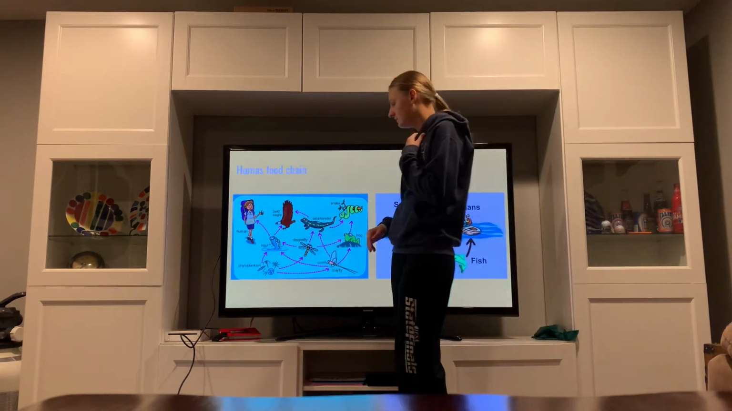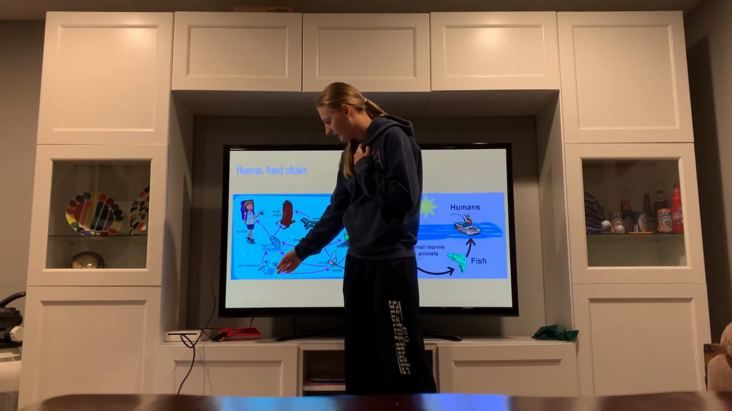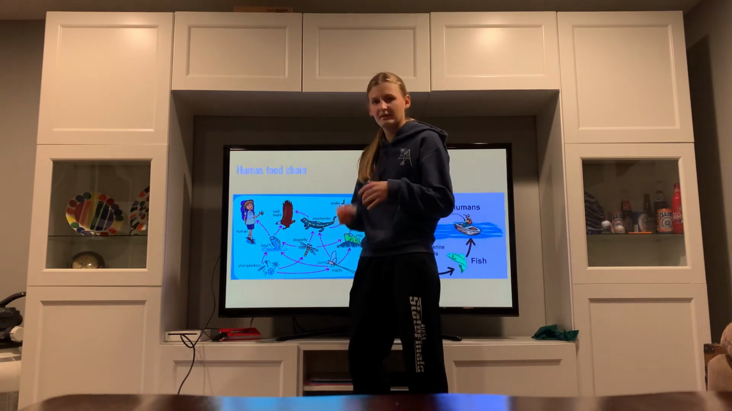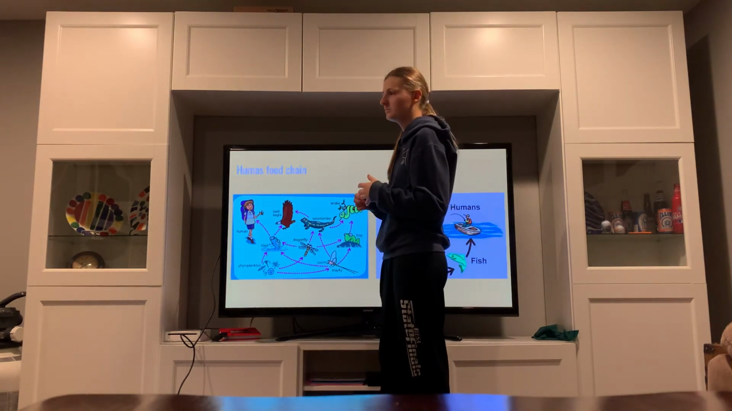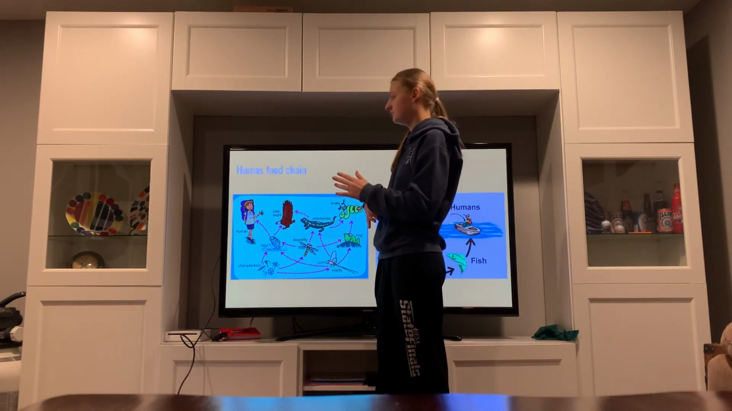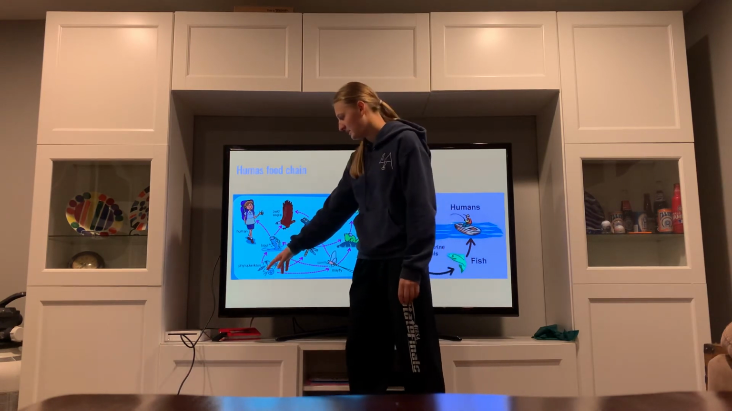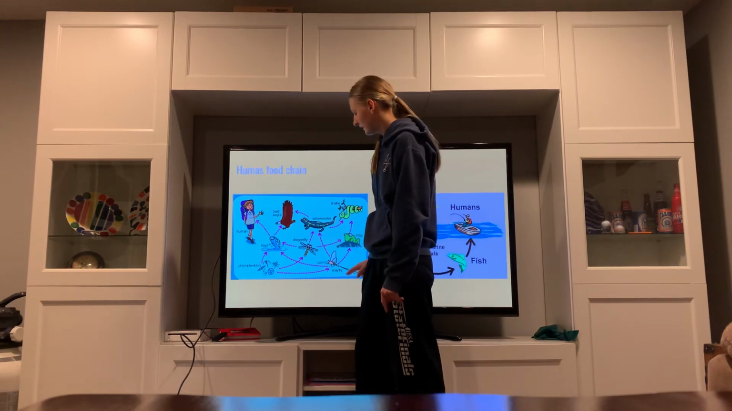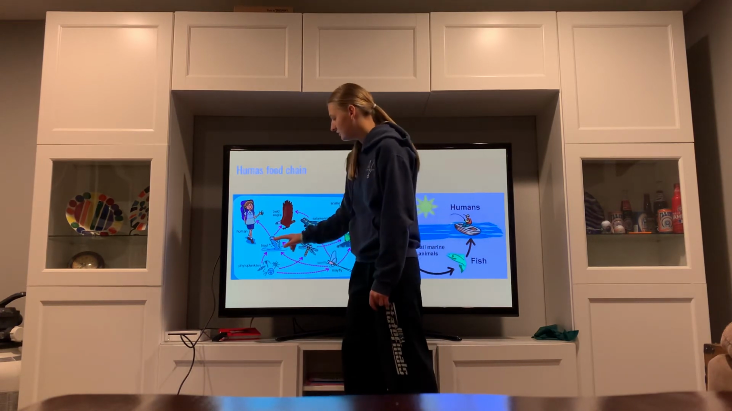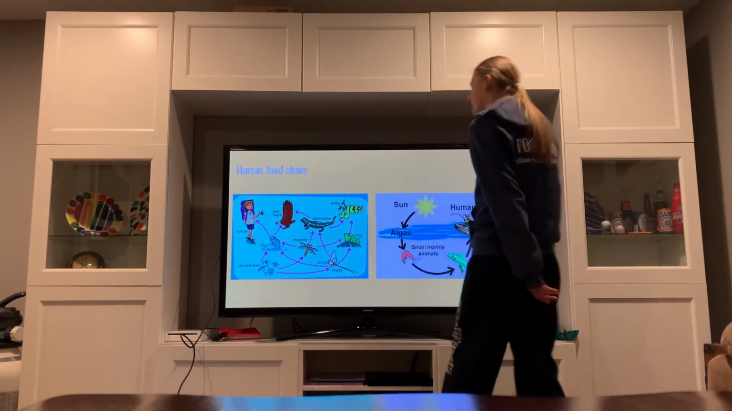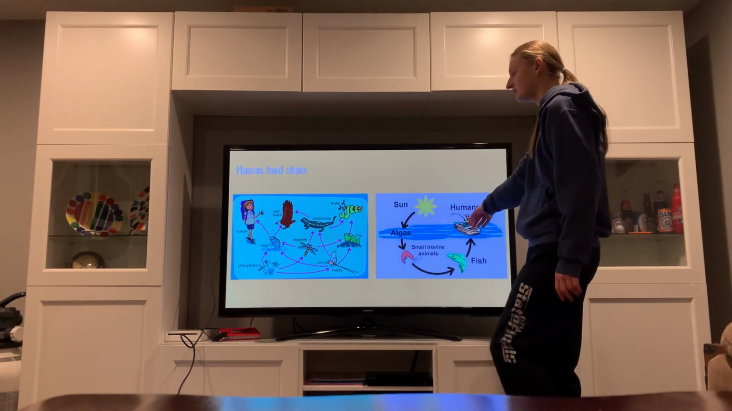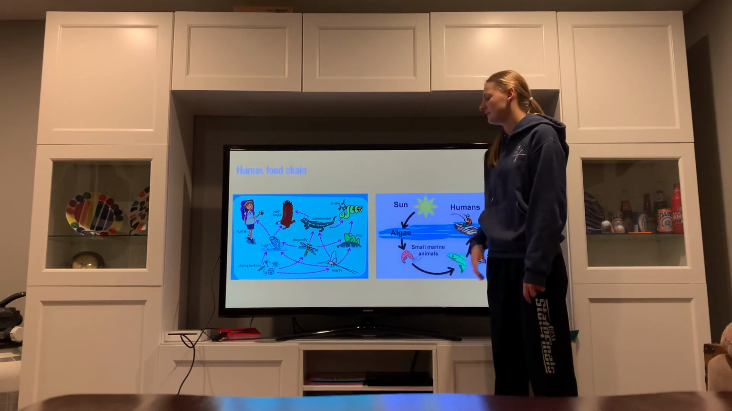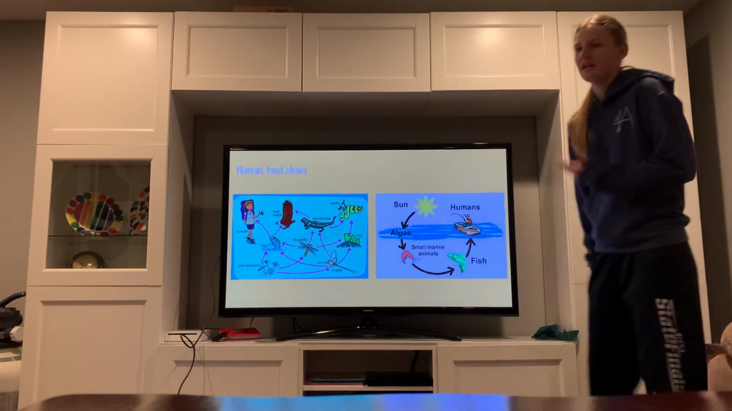So here you can see the starters are from the sea, which are the plankton or the algae, and can be eaten by trout, which then the human eats the trout. Or it goes from dragonfly to trout to human. This is a chart or a cycle, and this is a web. Like I said, the webs are harder to read, in my opinion.